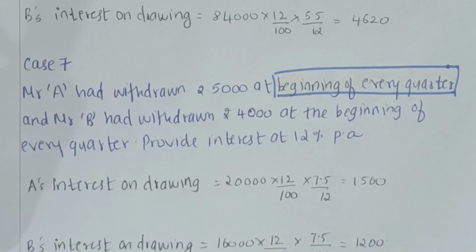Okay, so let's move on to case number 7. Mr. A had withdrawn rupees 5,000 at the beginning of every quarter, and Mr. B had withdrawn rupees 4,000 at the beginning of the quarter. Provide interest at 12% per annum.